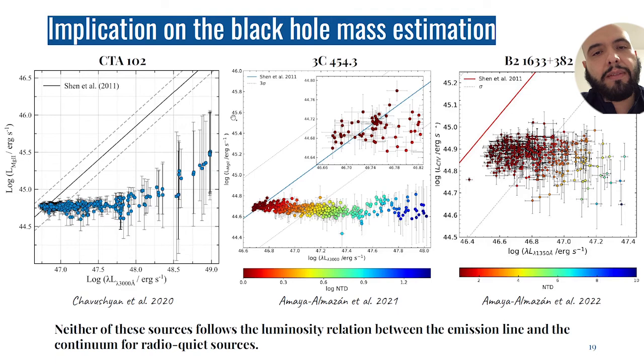So let's now talk about the implication for the black hole mass estimation. Here I show the luminosity relation between the emission line and the continuum for each of the sources. The solid lines in these figures represent the relation estimated for a radio quiet sample by Shen and collaborators. Neither of these sources follows the luminosity relation estimated by Shen and collaborators.